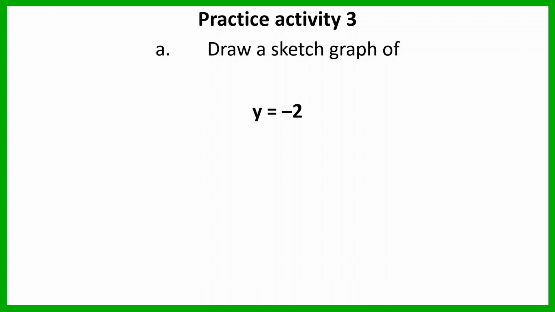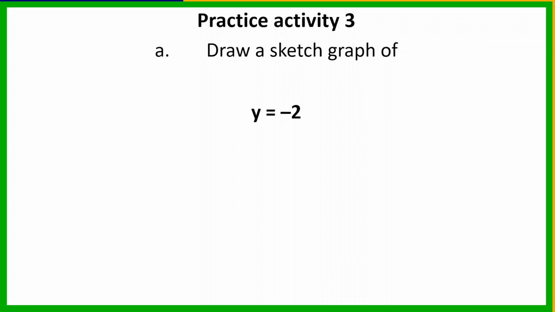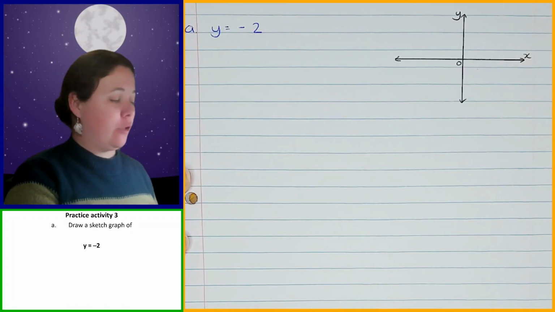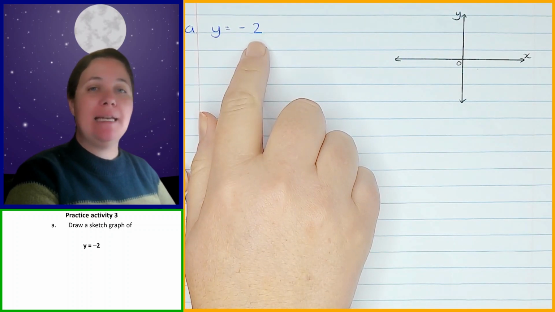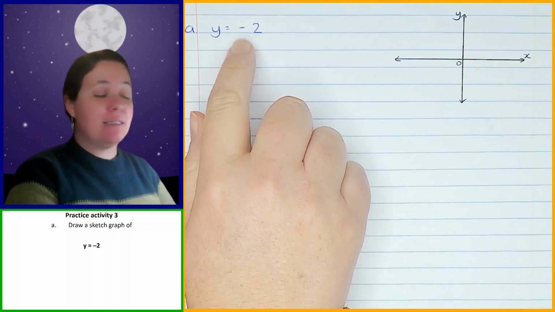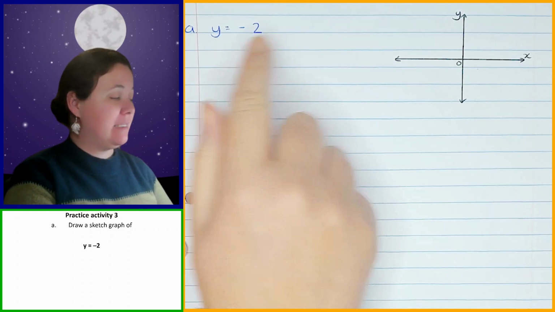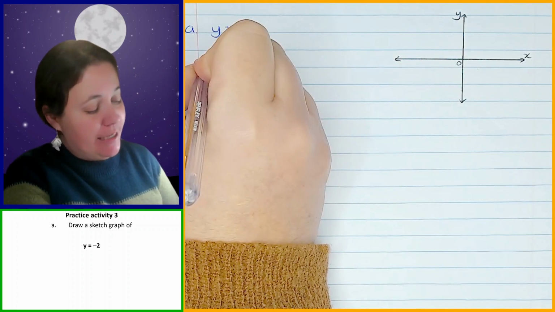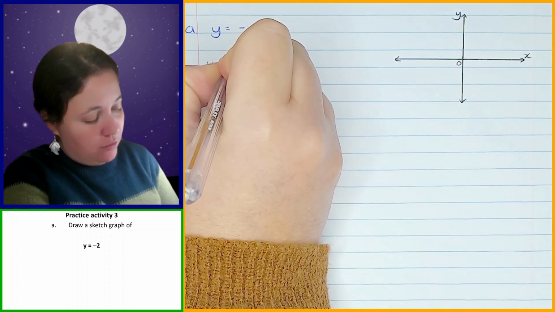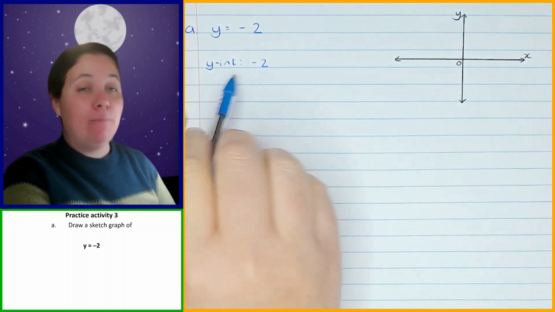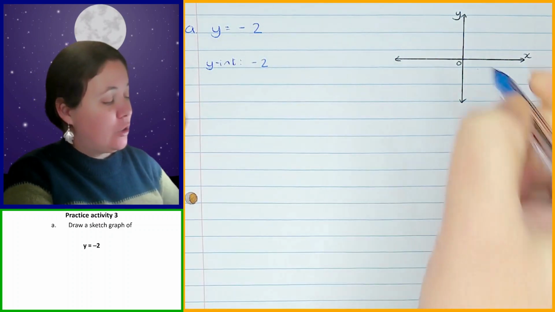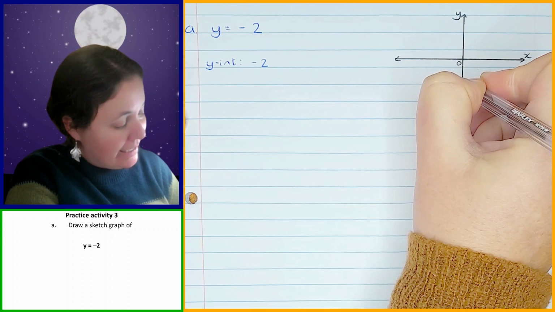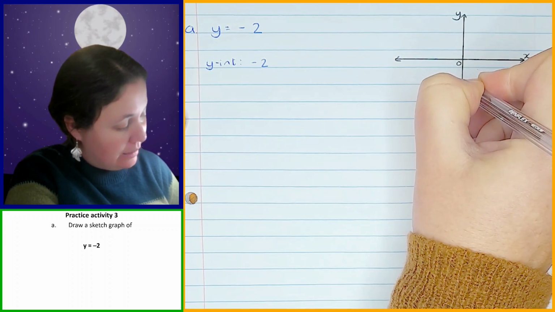Okay, so let's go through that and see what you should have got. Right, so over here I've got my equation y equals -2. Once again, there's no x in my equation, which means that my y-intercept is going to be -2, and I'm not going to have an x-intercept. So I can go over here and plot my y-intercept -2, like that.